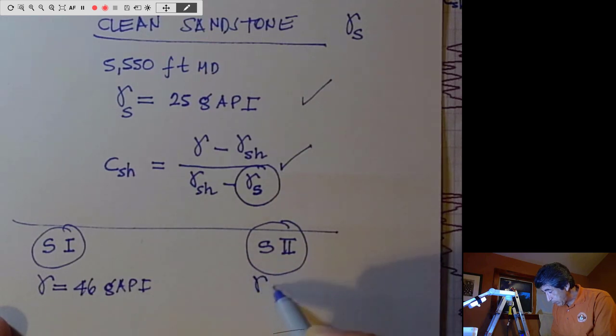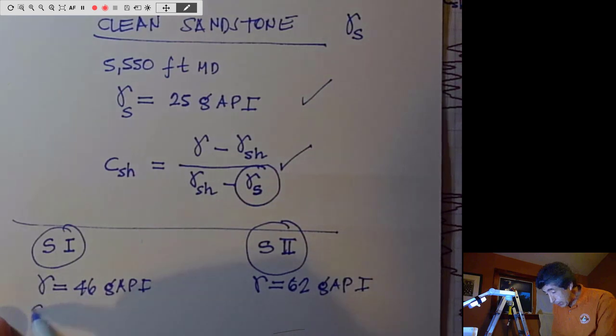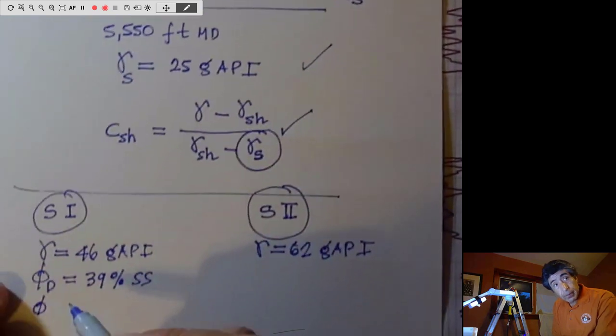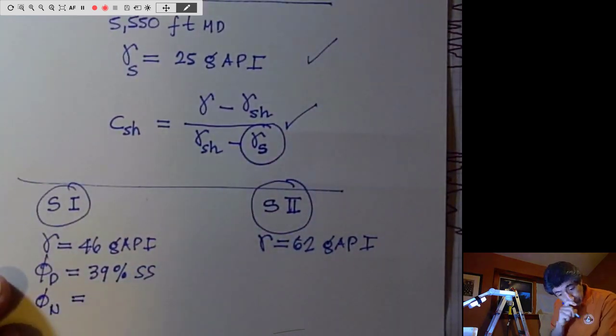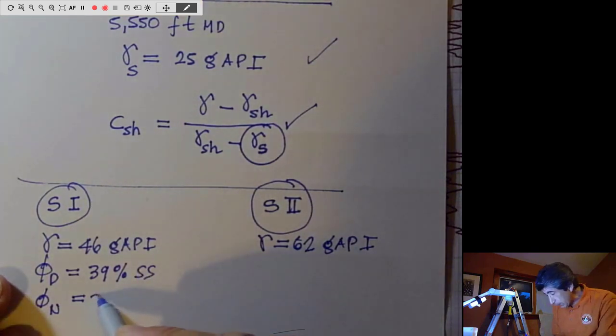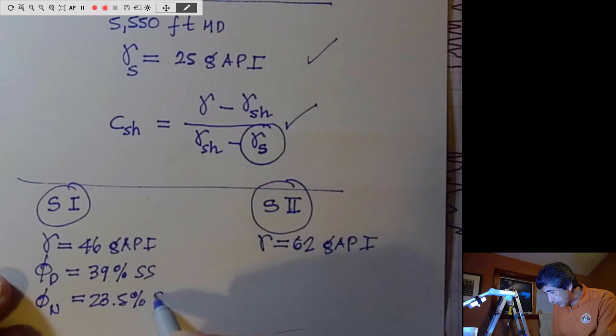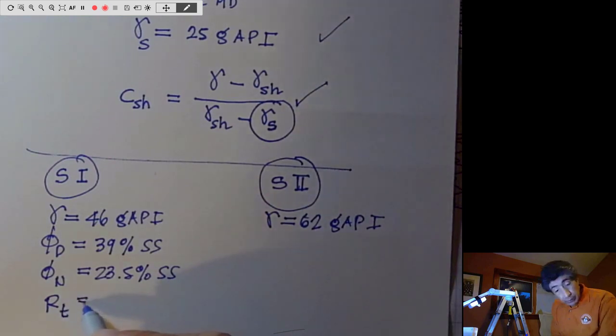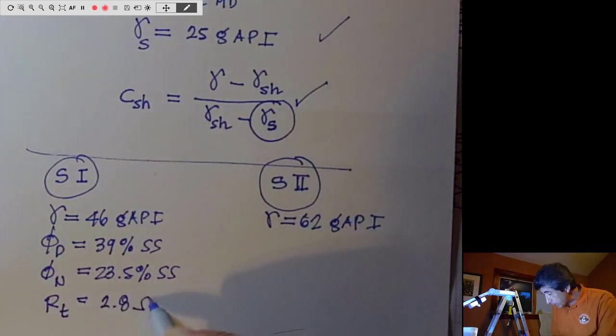And in the second one, the gamma ray log here will be 62 GAPIs. All right. Now let's take note of the other values. The density porosity log in the first one is going to be equal to 39% sandstone porosity units, and the neutron log is equal to 23.5 porosity units sandstone, and the electrical resistivity here, RT, is equal to 2.8 ohmmeters.